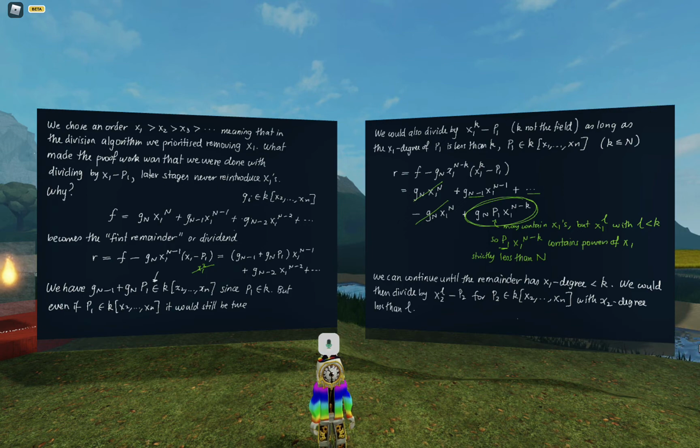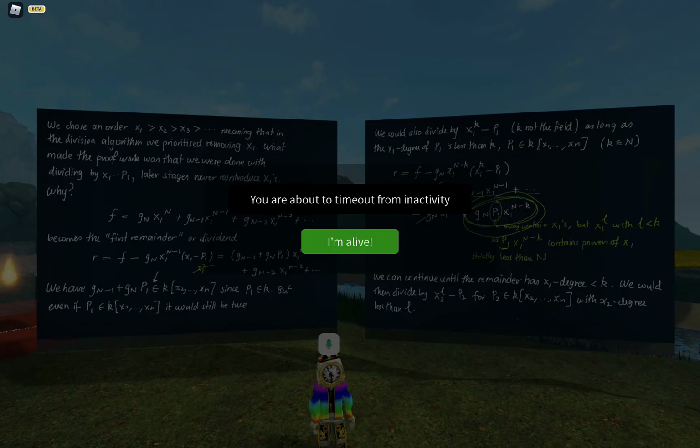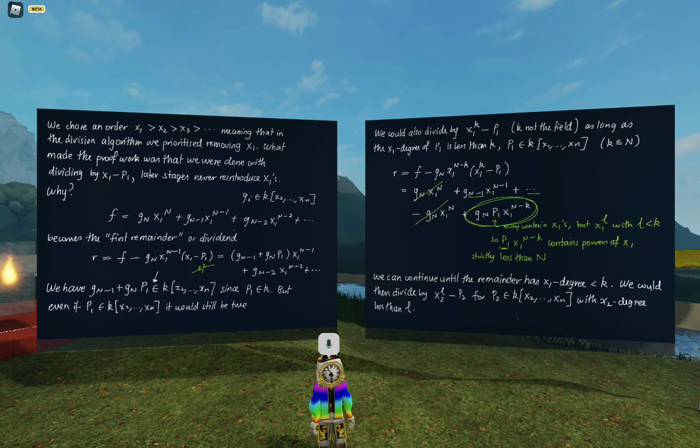Suppose we got to this last remainder for the division by x1 to the k minus p1, and we started dividing by x2 to the L minus p2, where p2 contained x1 variables. Then, as you can see in the algebra on this board, we would reintroduce x1s somewhere, in this step, for example, where there's a green. So in this step here, if this was a P2, we'd be reintroducing x1, and then we have to go back to the first stage again. So as long as there's no x1s here, we'll be fine.